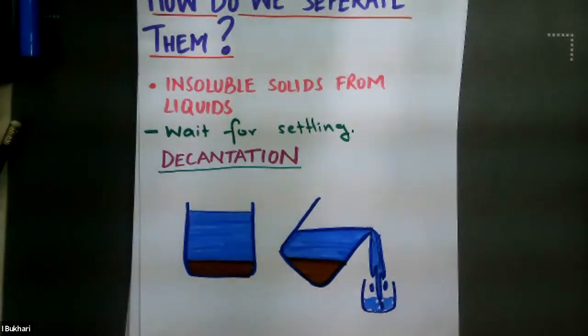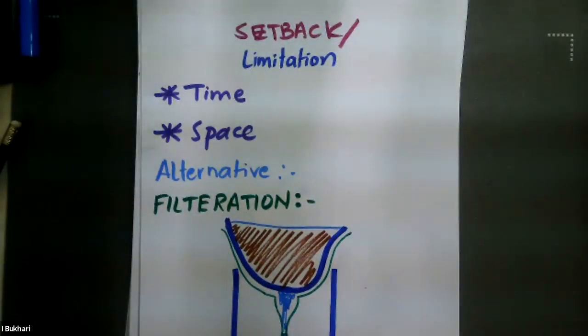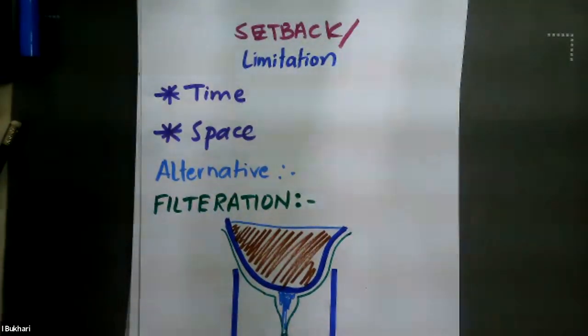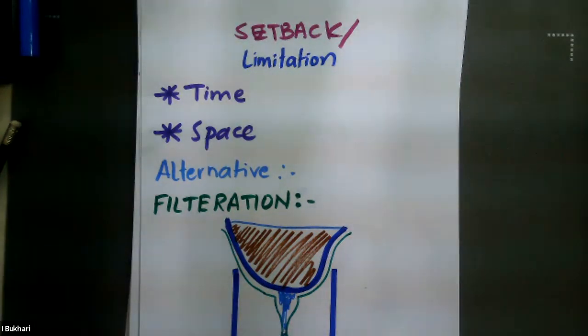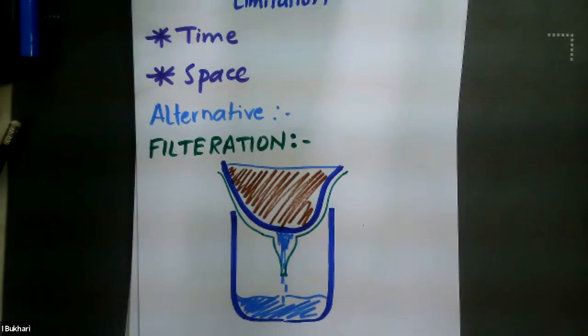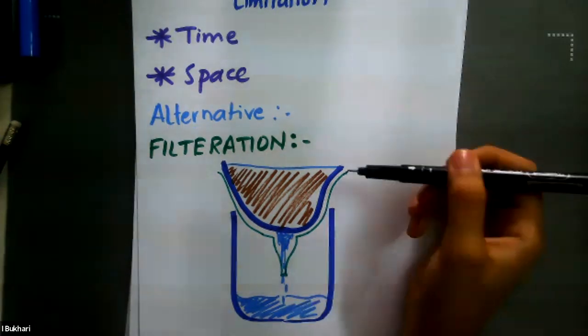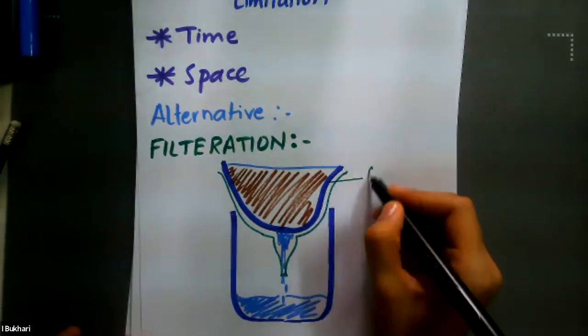But the setback of this way is that you need a lot of time. You have to leave it untouched for an hour or so, and you need space, some place to keep it untouched. So our alternative for this is filtration. For filtration, you can just go ahead and put the suspension in. So I put the suspension in. This is the filter paper.